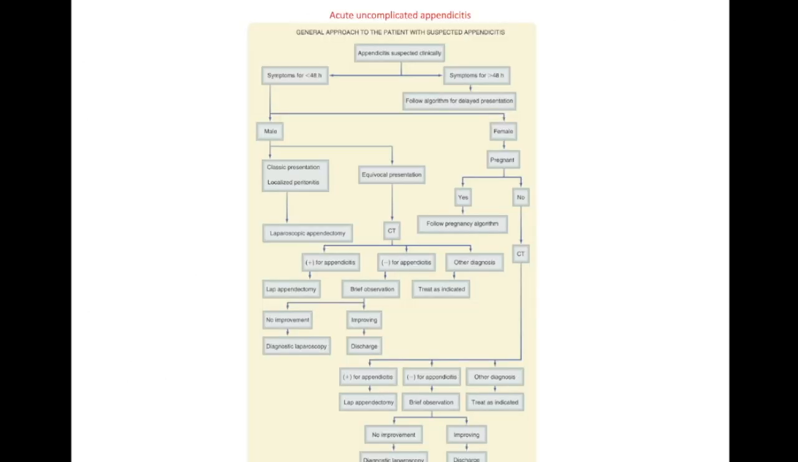General approach to patients with suspected appendicitis. Clinically, if appendicitis is suspected and the patient presents early, that is within 48 hours, with a classical presentation of localized peritonitis, go forward with a laparoscopic appendectomy. For equivocal presentations, CT should be done, and early CT should be done. If appendicitis is present, laparoscopic appendectomy should be done. If the CT shows no other pathology and appendicitis cannot be ruled out, a brief period of observation can be done, and if the patient is improving, we can discharge them for follow-up. If the patient is not improving, the patient should be taken for a diagnostic laparoscopy.